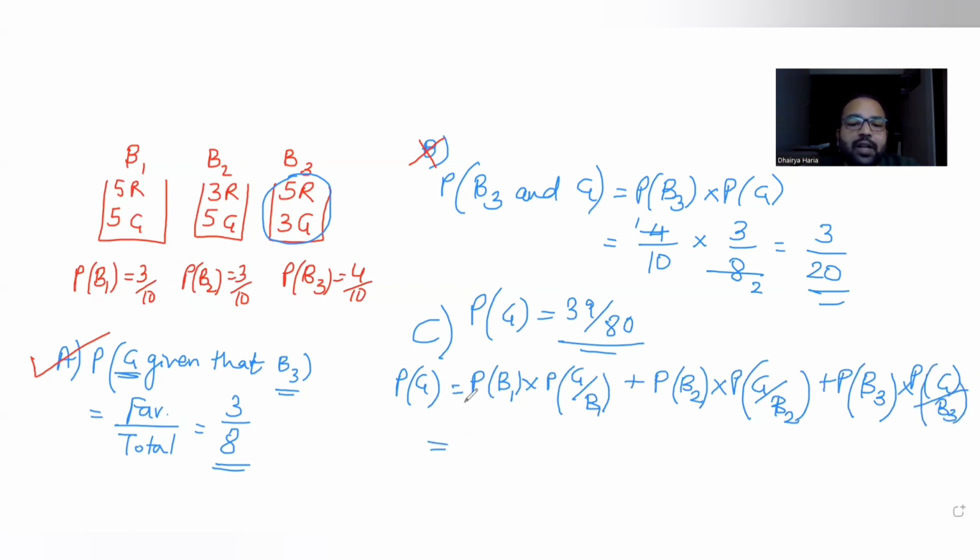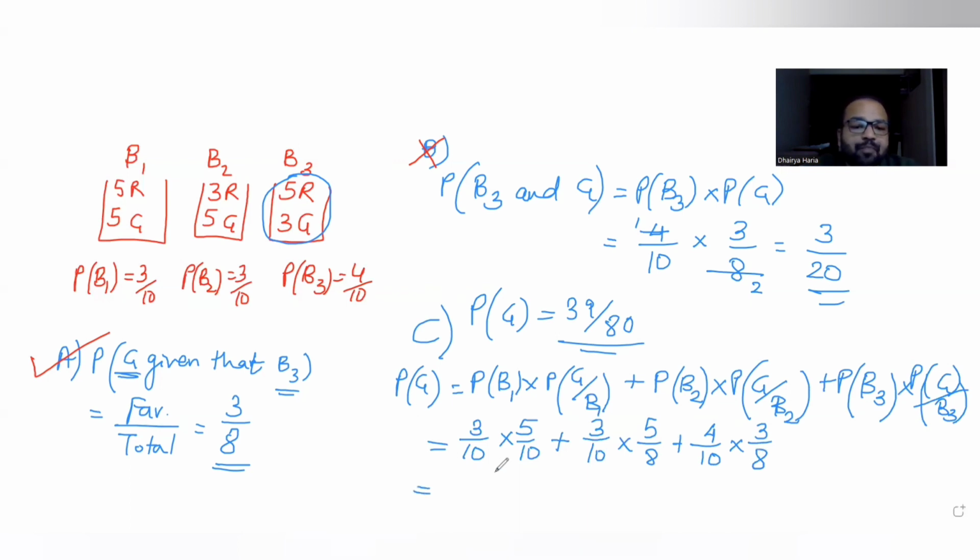So first of all, the probability of selecting the first bag is 3 by 10, and selecting the green ball from the first bag is 5 by 10. Further, the probability of selecting bag B2 is again 3 by 10. But now the number of balls is 8, and choosing a green ball from 8 balls is 5 by 8. Further, for bag B3 the probability is 4 by 10, and selecting a green ball is 3 by 8.